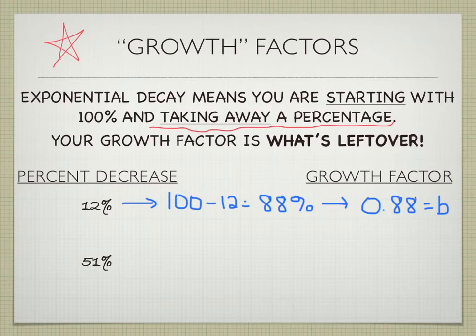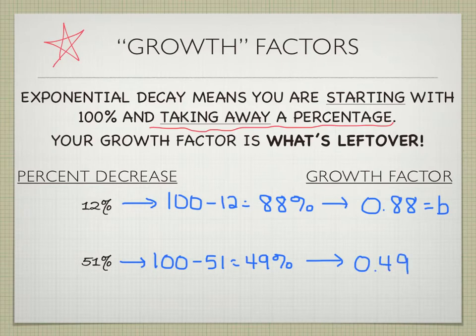Key difference here, the thing that makes the difference between growth and decay, is whether you're adding or subtracting from 100%. If you were decreasing by 51%, I would do 100 minus 51 is 49%, and then make that into a decimal, 0.49. That's going to be what I put in for my b value, okay? Which means I'm keeping 49%. If I'm giving up 51%, I'm keeping 49. So what's left over, that's what I really care about here.